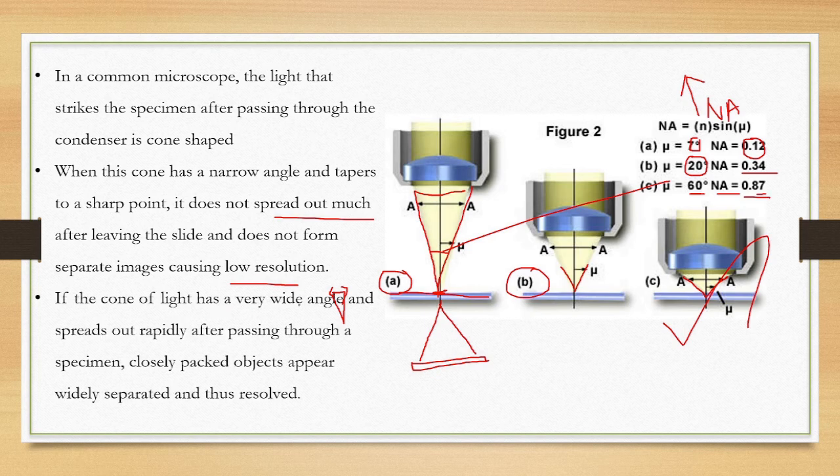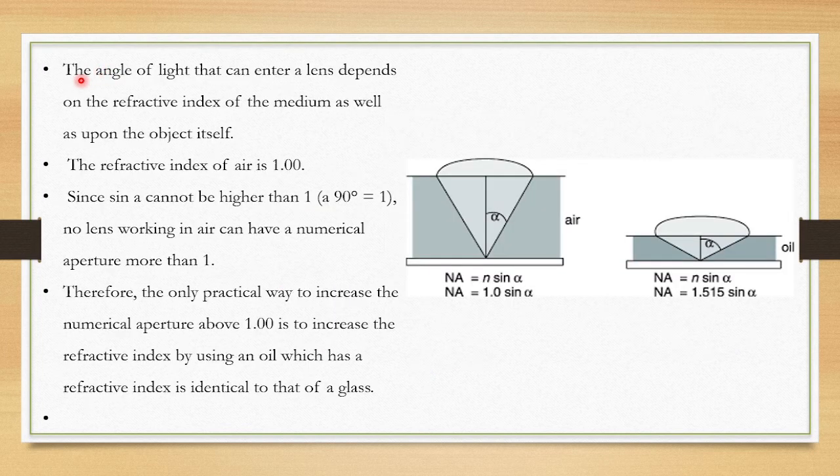And if the cone of light has a very wide angle, as in picture C, and spreads out rapidly after passing through the specimen, closely packed objects appear widely separated and thus resolved. Now the angle of light that can enter the lens depends on the refractive index of the medium as well as upon the object itself. Two factors. So one is the object placed here and the second is the medium, which is the air here. So if the air is the medium here, its refractive index is 1 and the maximum numerical aperture you can get is 1. It cannot be more than 1.